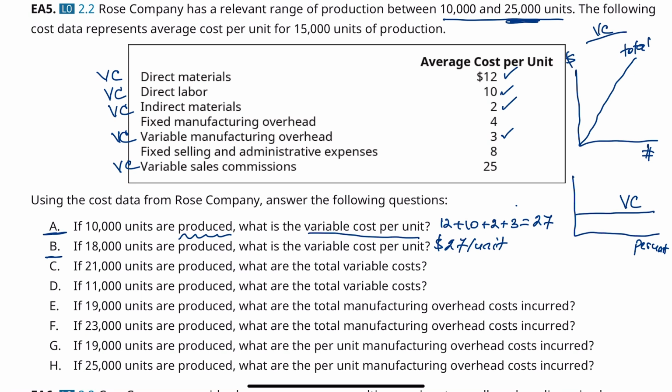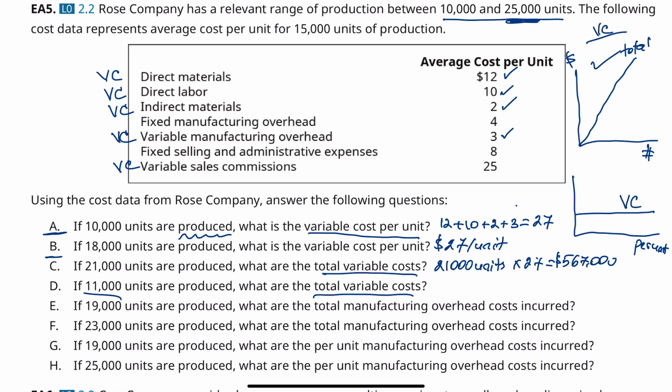Next one: if 21,000 units are produced, 25,000 units are produced, what are the total variable costs? Now here, the story changes. We're talking about the total variable cost, which is this graph right here. So if I'm producing 21,000 units, and I know that the variable cost per unit is 27, the total is going to change. It's going to be 27 multiplied by 21,000, and that's $567,000. If I'm producing 11,000, and this is the next question, what are the total variable costs?